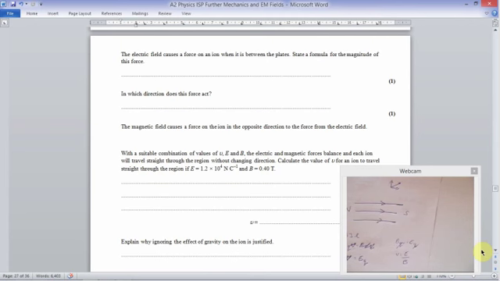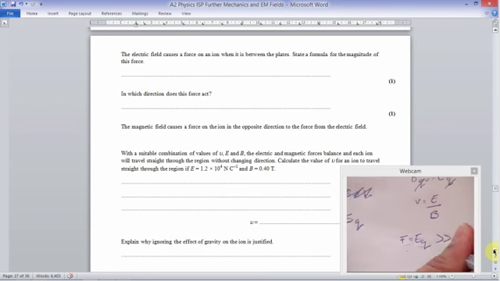Explain why ignoring the effect of gravity on the ion is justified. Well, remember the weight of this is going to be a lot less than the force that the electric field applies on this object. I've just written the equation down for that force. So F equals EQ is going to be much greater than mg. The mass is so small. It's not even worth considering.